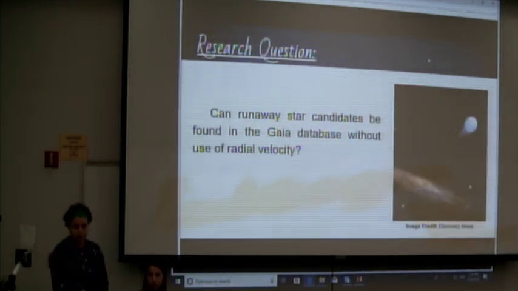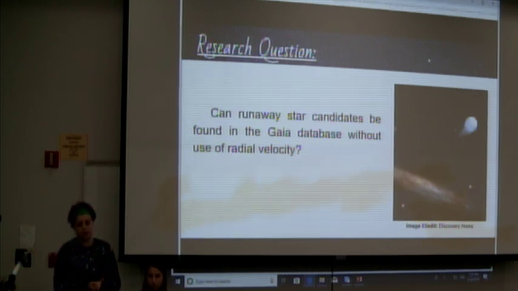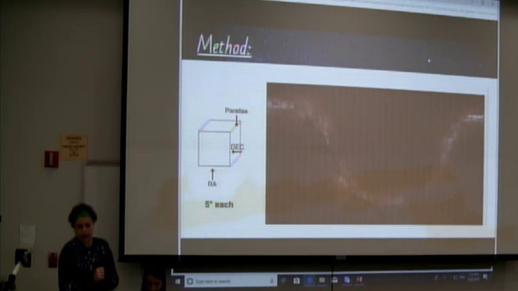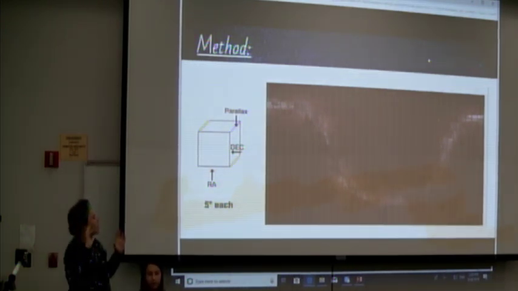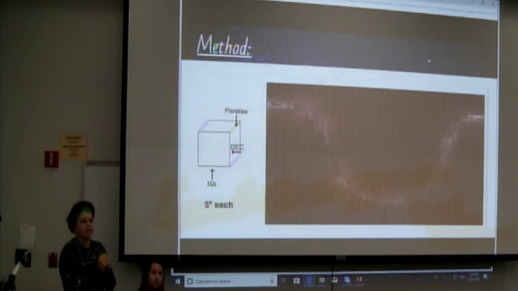So my research question was, can runaway star candidates be found in the Gaia database without use of radial velocity? At the time, Gaia didn't have radial velocity measurements for all the stars, and so I wanted to see if I could do sort of a pre-selection for runaway star candidates by only using the proper motion values. And so here I took the sky and I started to reduce it into these different sized blocks. And so I used right ascension and declination, which are coordinate systems for the stars, very similar to longitude and latitude for Earth.